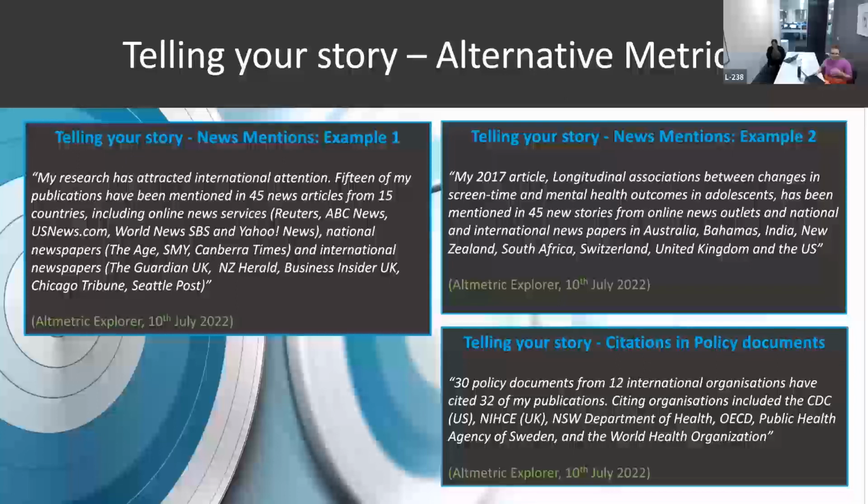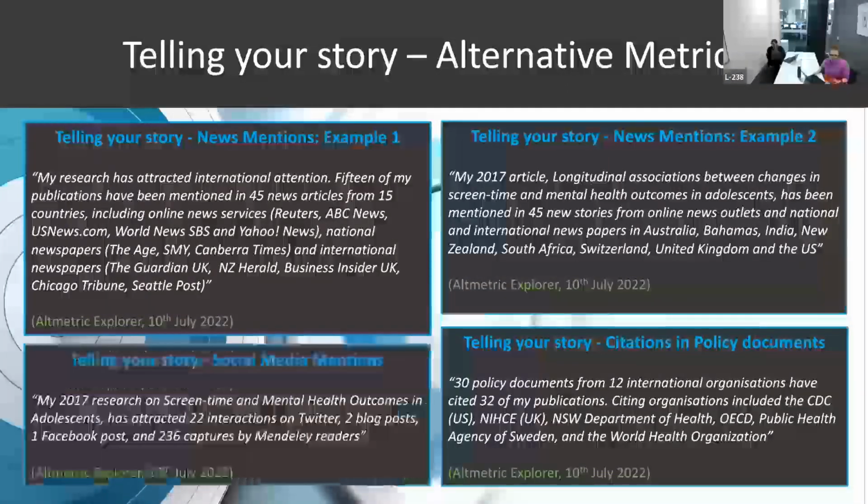We have an example for citation in policy documents. So 30 policy documents from 12 international organisations have cited my publications. And for social media, we've got a sentence here relating to how many times this research on screen time has been mentioned on Twitter, blog posts and Facebook. And again, at the bottom, always put where you get that information from. So we've got Altmetric Explorer and it was taken in July of last year.